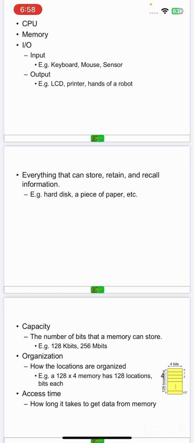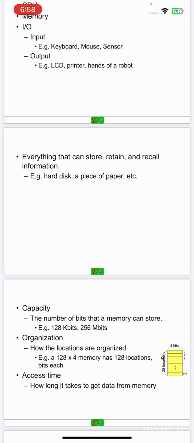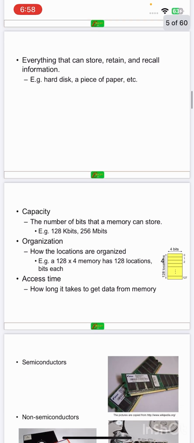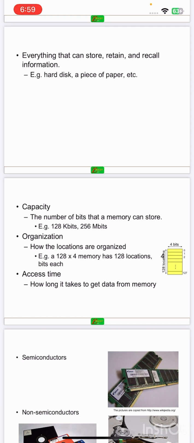And we know USB and SD cards come in different ranges, from 1 TB to 128 GB and 16 GB. These are the ranges that come for USB. And then capacity. What is capacity? Capacity is the number of bits that a memory can store. In the same way, what is organization?